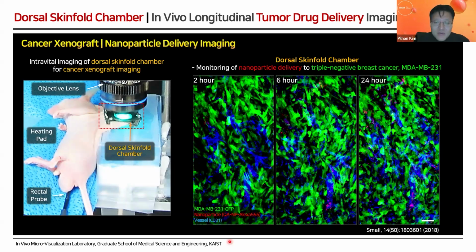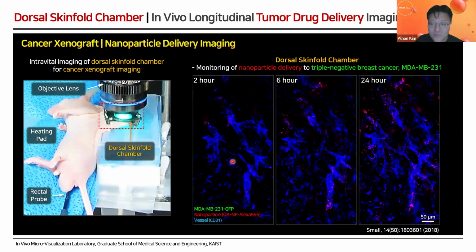And then we label the blood vessel using antibody, again, anti-CD31 antibody, and then we intravenously inject the fluorescently labeled nanoparticle. So let me remove the green color. Okay, so we can nicely see how this nanoparticle is delivered to the tumor tissue. At 2 hours, well, we don't see many. At 6 hours, now we see all of the nanoparticle, but they are mostly inside the vessel, as you can see in here and also here.